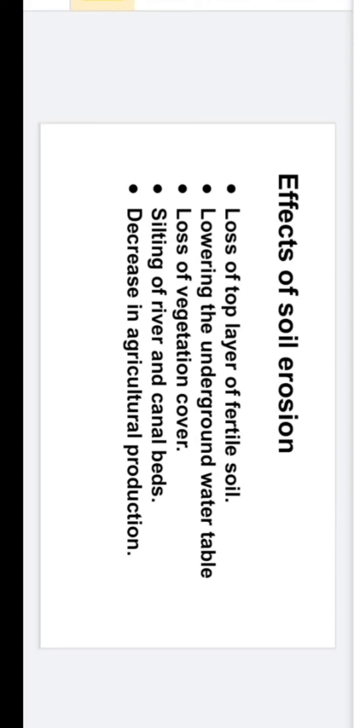Loss of vegetation cover, naturally the land goes barren, infertile, and vegetation cover becomes less. Silting of the river and the canal beds: as the river flows, as there is no vegetation to stop the running water, it takes away the fertile top layer of the soil with it, and deposits it into the river or the canal beds. Decrease in agricultural production: the soil is eroded, the soil becomes infertile, and there is a gradual decrease in agricultural production. So these are the effects of soil erosion.